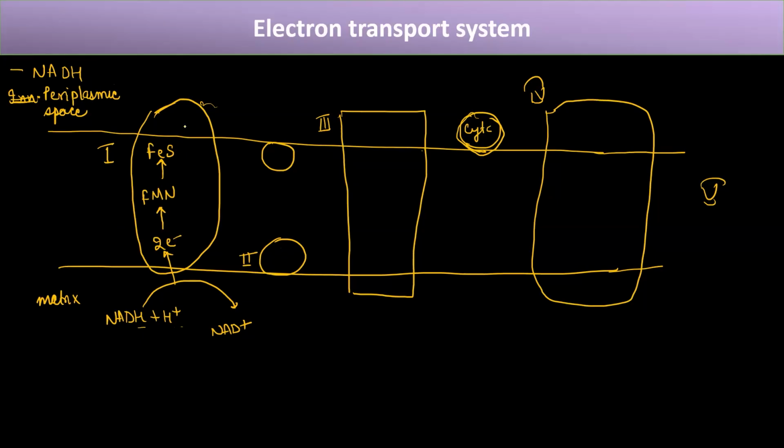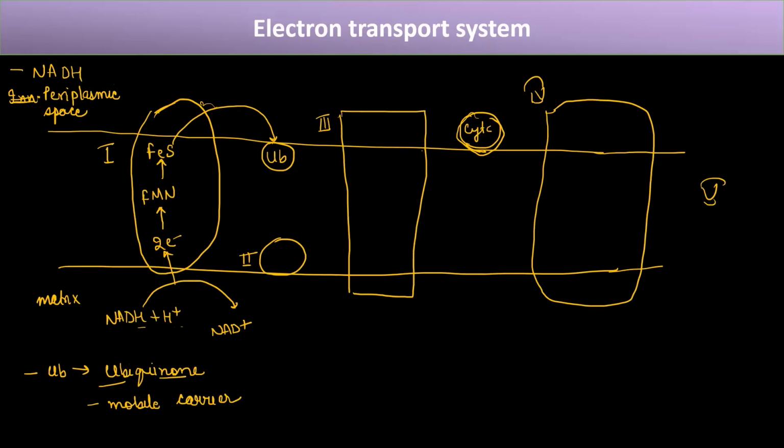Now from here, what happens? This electron goes to another carrier known as ubiquinone. I'm writing it as UQ. UQ stands for ubiquinone. And this ubiquinone is a mobile carrier, so it can move. Now from this ubiquinone, what happens? It goes to your third complex.